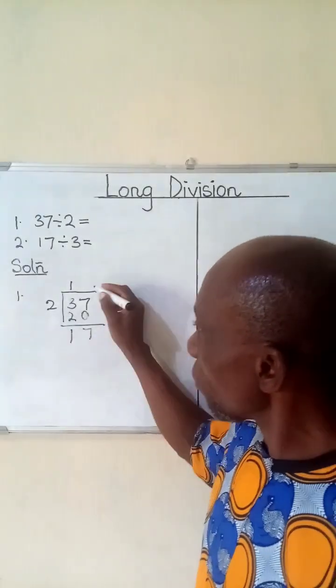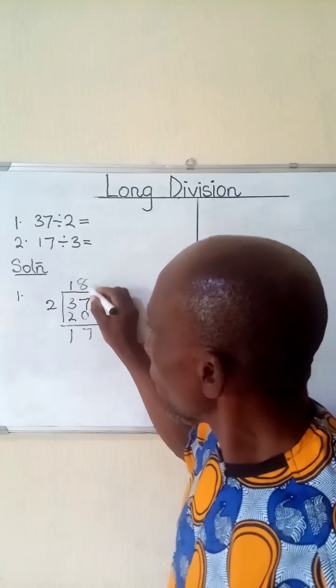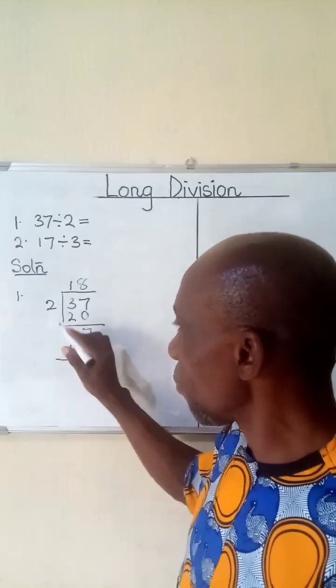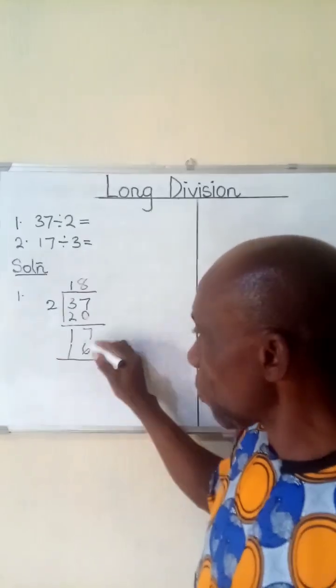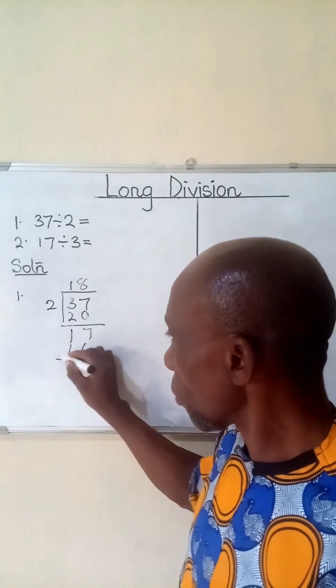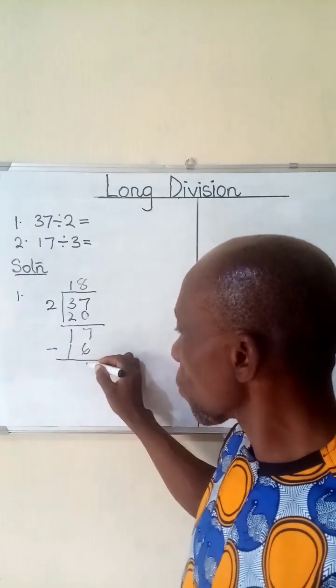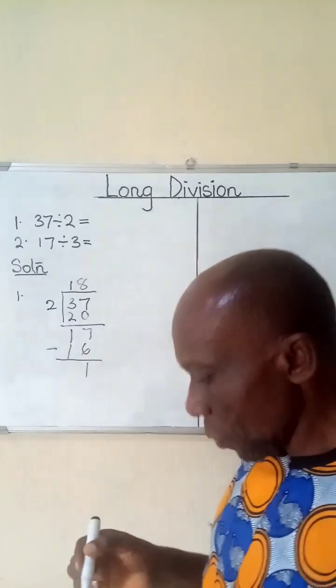So 2 goes into 17, 8 times. 8 times 2, 16. Then we subtract again. Every time you get your final result, place them under, you subtract, okay? You can put the subtraction sign if that will help you. All right, 7 minus 6 is 1.